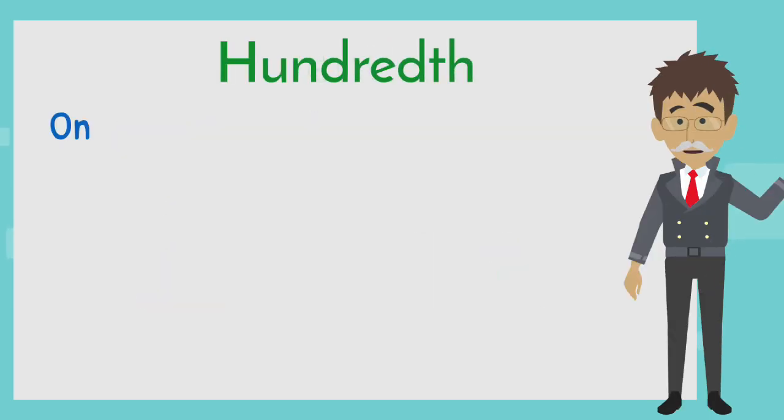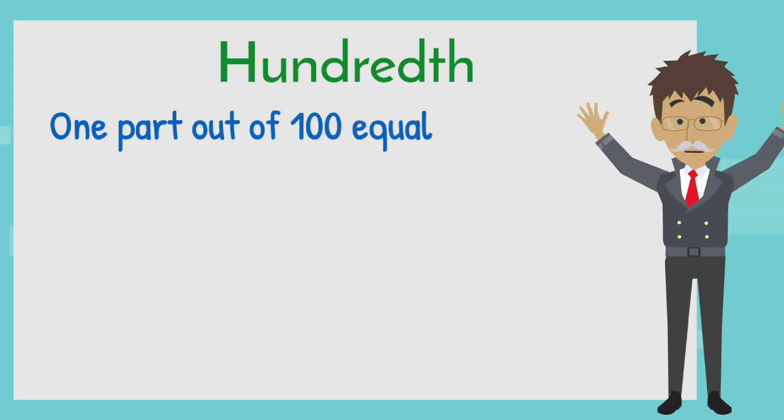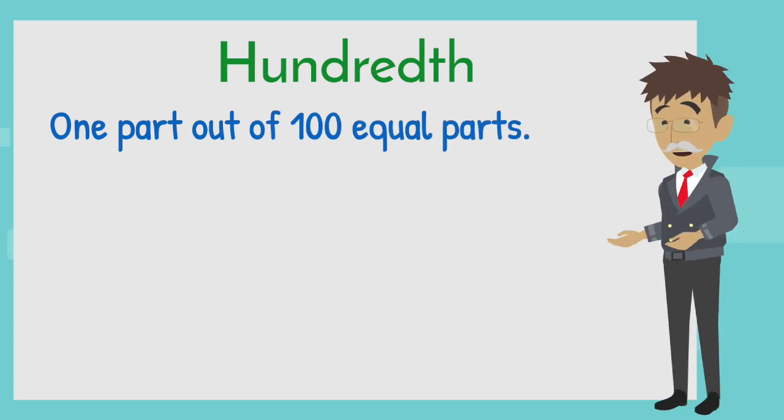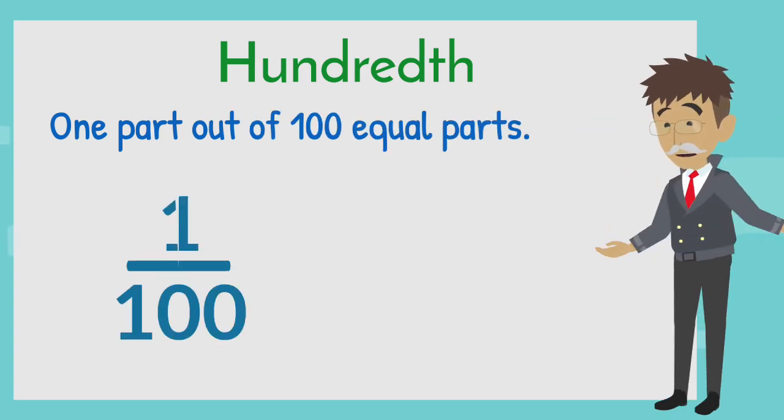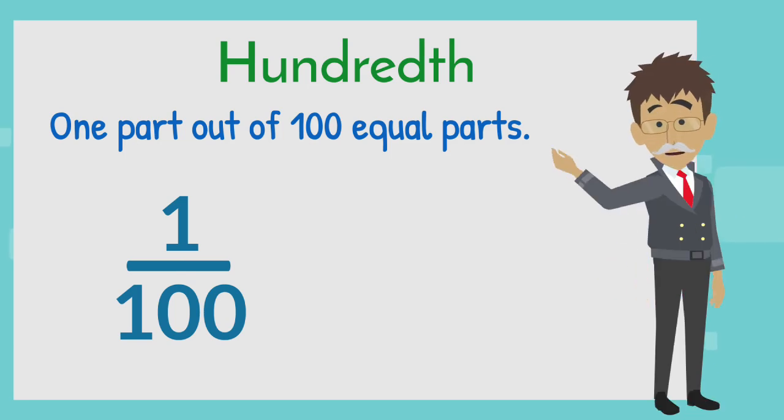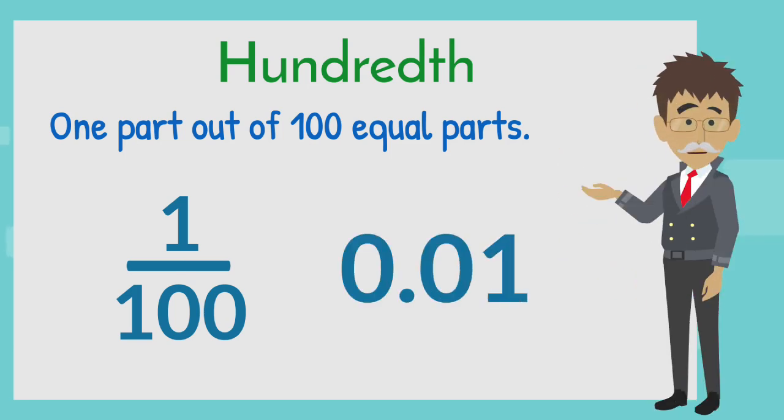Hundredth. One part out of 100 equal parts. As a fraction, it can be written as 1/100 and as a decimal as 0.01. The hundredths place is the second digit to the right of the decimal point.